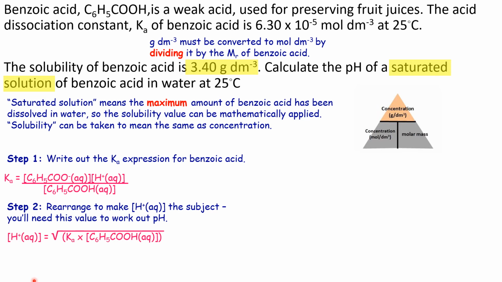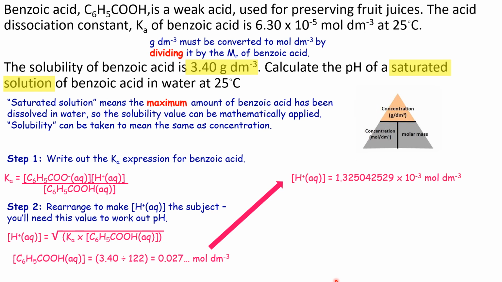But now what we need to do is actually isolate what this is. The only clue we have really is this value. So what I've done is I've divided my 3.40, which goes up here, by 122, which goes here, to get my concentration in moles per decimeter cubed. And I've put ... there because I've kept the calculator value.